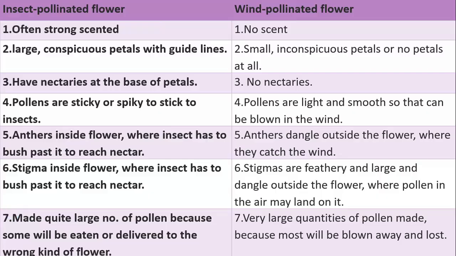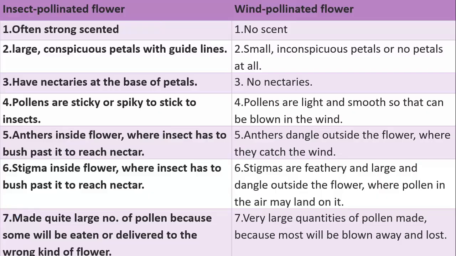The anther and stigma here are inside the flower because the insect will definitely pass through them to reach the nectar, and it's going to brush itself against them while reaching for the nectary. While the anthers and the stigmas in wind-pollinated flowers dangle outside the flower where they catch the wind. And also the stigmas are feathery in order to catch the pollen grains easily from the air.